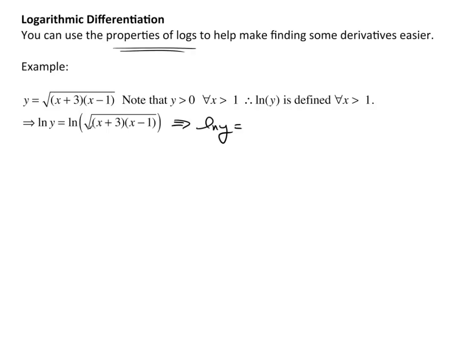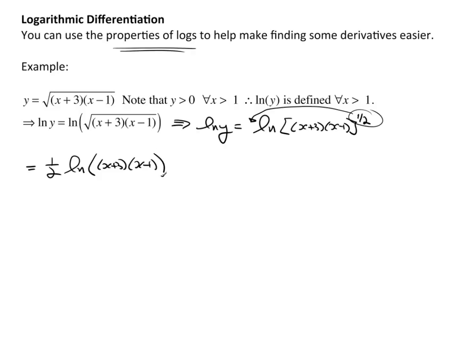And then by using properties of logs, that implies that log of y is equal to, well, this is the same thing. I'll write the whole thing out for you as log of (x plus 3 times x minus 1) to the 1/2. I simply rewrote the radical as a 1/2. But you know, by the property of logs, I can bring that 1/2 up front. So this is equal to 1/2 times the natural log of x plus 3 times x minus 1. But that's 1/2 times the natural log of x plus 3 plus the natural log of x minus 1.